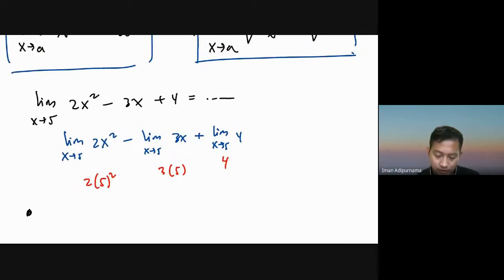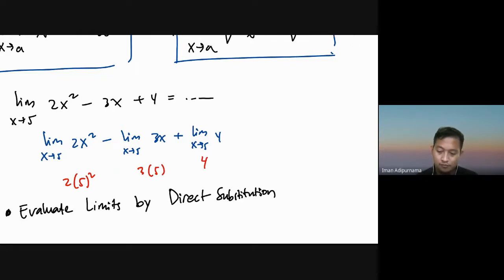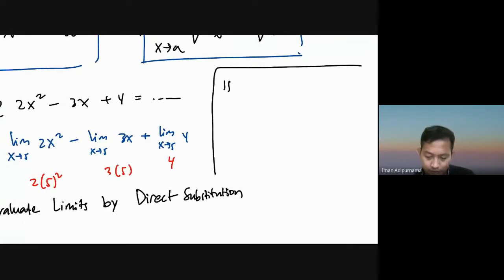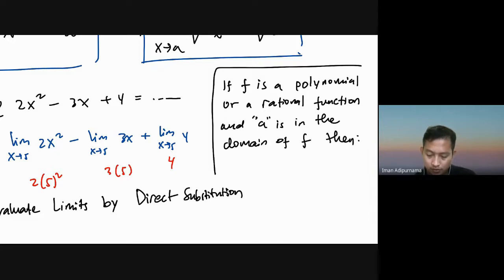So first, we can evaluate limits by direct substitution. So let me write here, if f is a polynomial or a rational function, and a is in the domain of f, then the limit as x approaching a of f of x is equal to f of a.